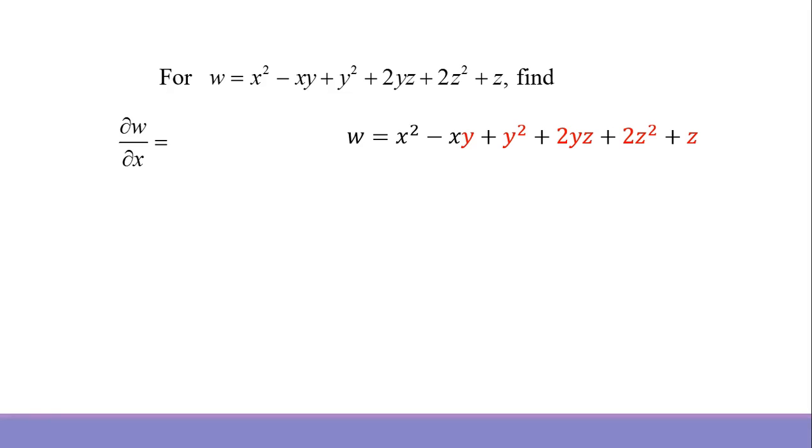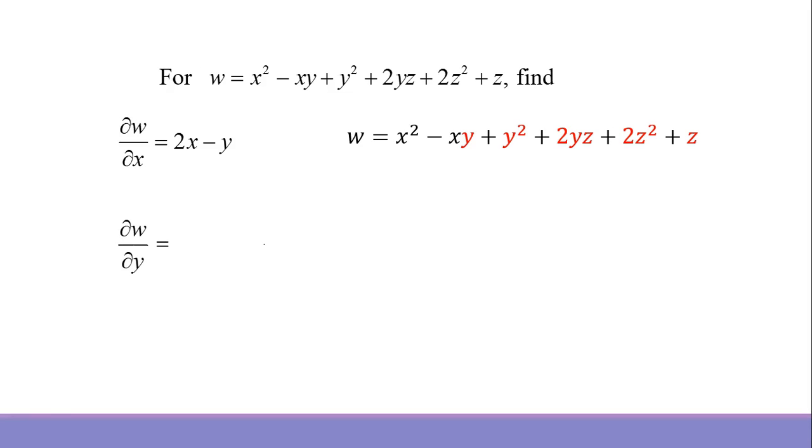So let's take this term by term. The derivative of x squared is still 2x. But the derivative of minus xy is minus y. That's because the y is considered to be a constant. And those last four terms are all constant terms. So the derivatives of each of the last four terms is 0. So our partial derivative is 2x minus y.